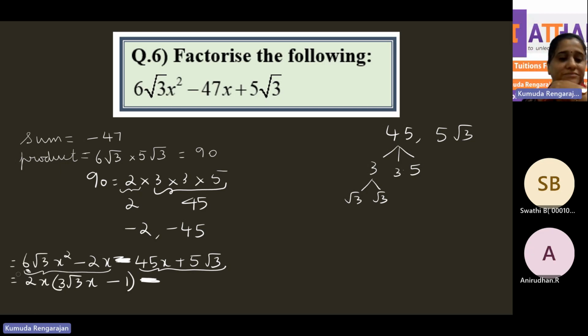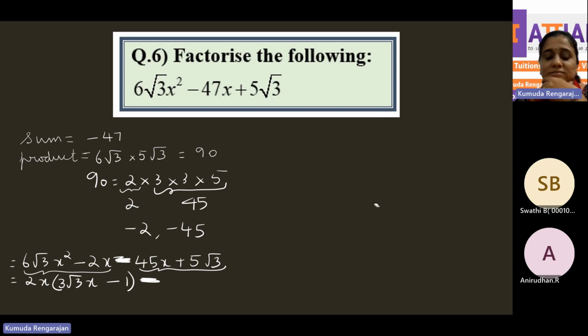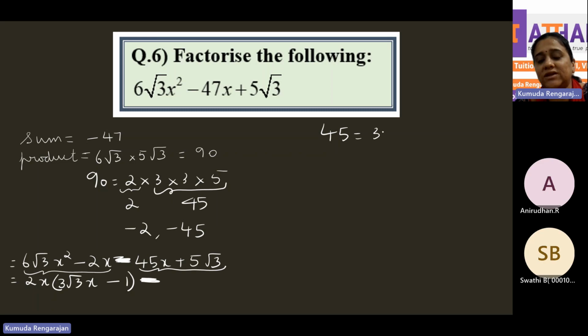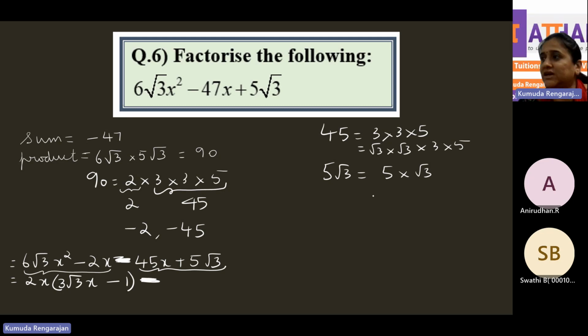Okay, we'll do it again. You must write the factors to understand that. 45 is 3 3s are 9, 9 5s are 45. Is this correct? And 5 root 3 is 5 into root 3. Now, one of the 3s can be written as root 3 into root 3, then into 3 into 5 as it is. Now check, what is common? There is root 3 here, there is root 3 here. There is 5 here, there is 5 here. So 45 has 5 root 3 in it. So the common factor is 5 root 3. The HCF is 5 root 3.